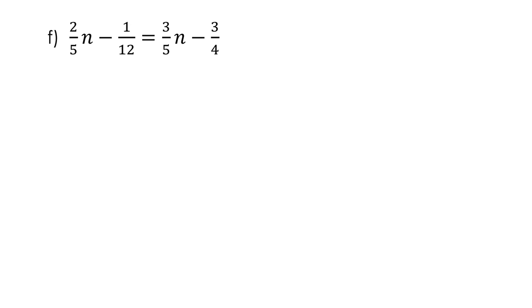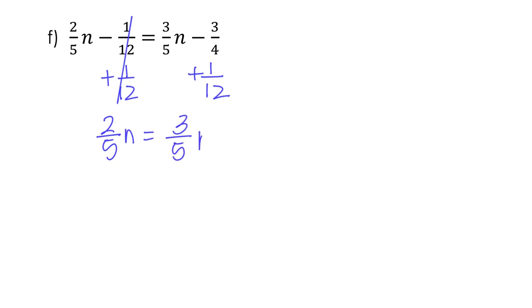What we're going to do is get all the numbers on one side, all the n's on the other side. So I'm going to start with the numbers. So I see this -1/12, and it's just a normal number. So I'm going to add it. Plus 1/12 plus 1/12. Okay, that cancels it here so that I have 2/5n equals 3/5n. And then this stuff, now some people can do that vertically.